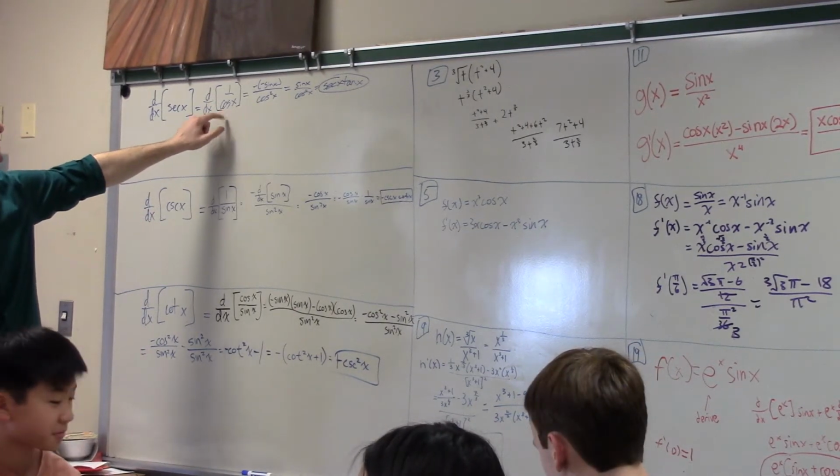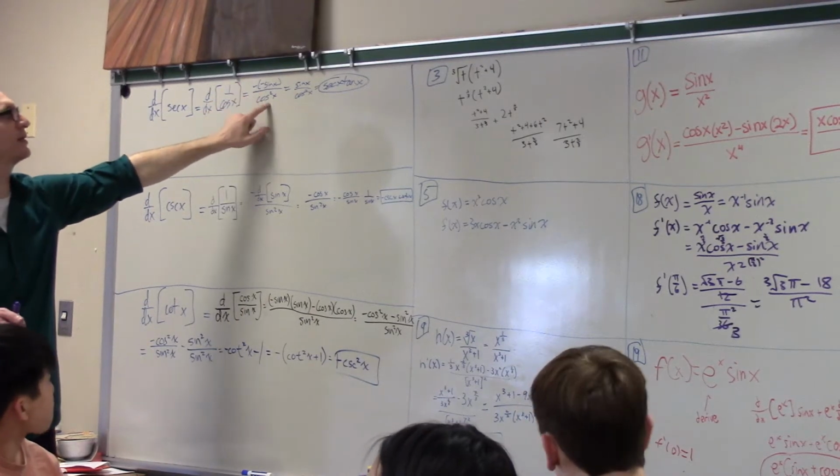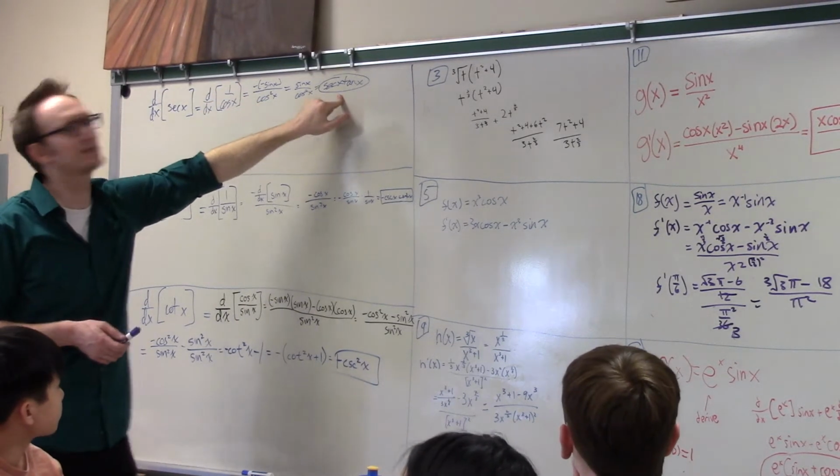Using the reciprocal rule, the derivative of 1 over cosine is the opposite of the derivative of cosine over the cosine squared. And we get secant tan.